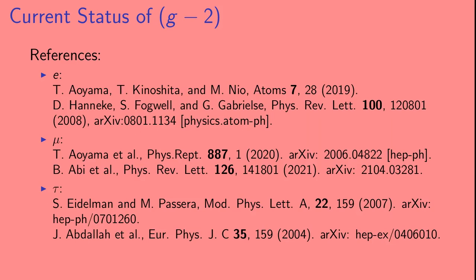Okay, so here are the references from which the numbers on the previous slide were taken. For the electron, muon, and tau, I've listed the paper that gives the value predicted by the Standard Model and the paper which gives the strongest experimental measurement.